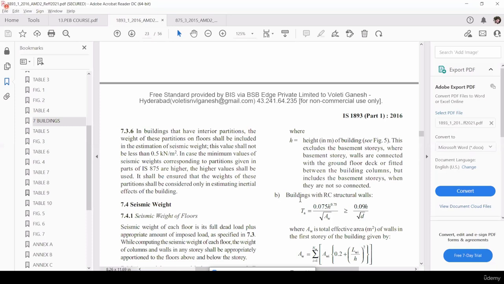So I got natural time period T as approximately 0.33. Let us take 0.33 seconds. For this 0.33 time period, what will be the Sa/g value, that is the design acceleration coefficient? The design acceleration coefficient is defined in clause 6.4.2. So let us go to clause 6.4.2.